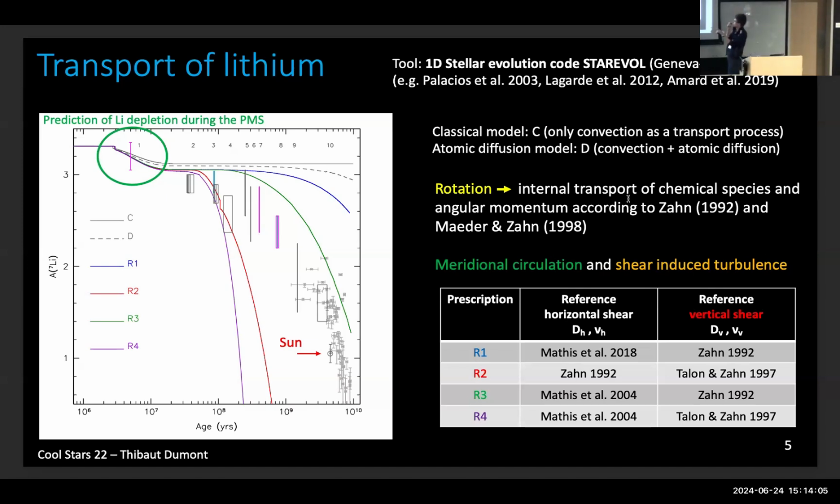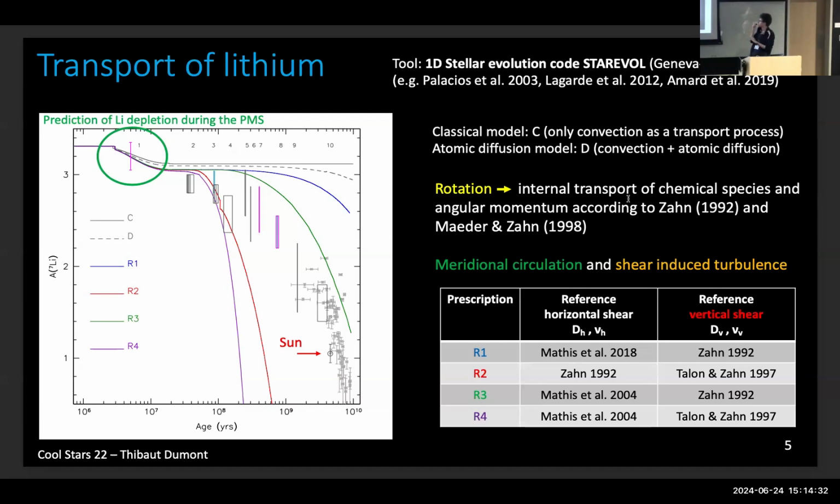So it's what I did just after, where I added in my models differential rotation according to Zahn and Maeder and Zahn, which basically leads to a meridional circulation between the poles and a shear-induced turbulence in the radiative zone. But what is important to know is that here I'm computing 1D stellar evolution models, but of course rotation is a 3D process.